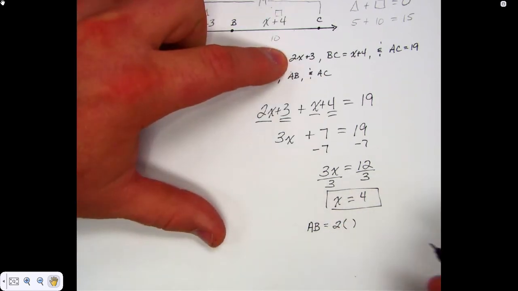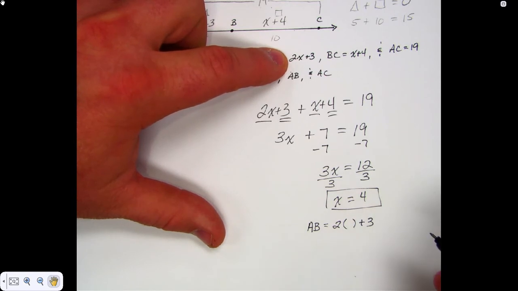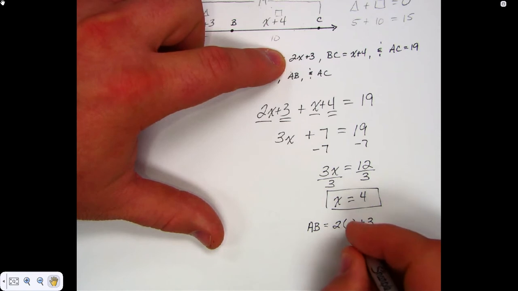Does that make sense? What is x equal to? What do we find x to be? 4. Put a 4 right there. 2 times 4 is 8, plus 3 is? This is AB. Now, I should have put BC here, shouldn't I?